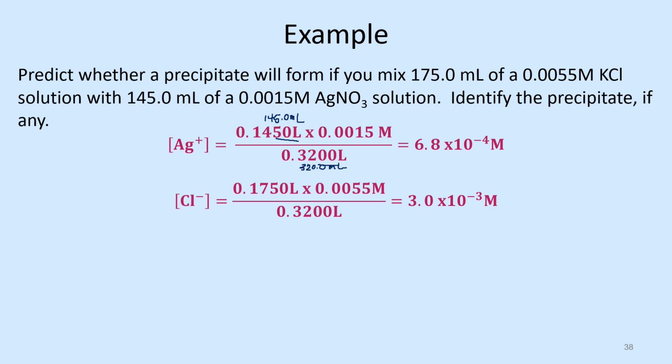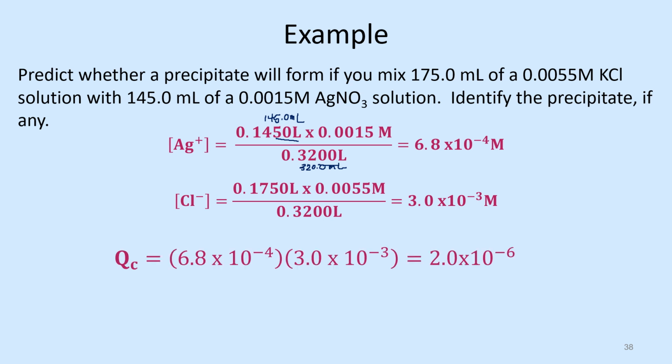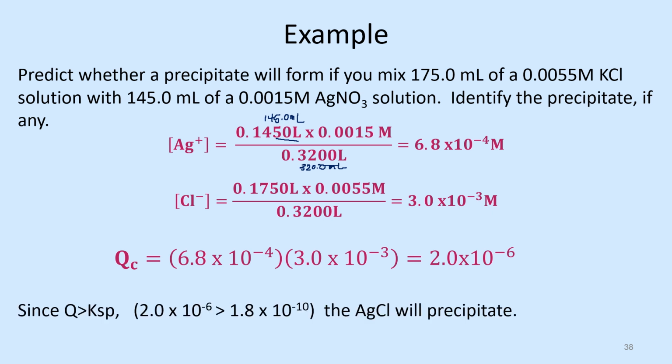So anyway, now we know the new concentrations of the silver and the chloride, so we plug those into the Q value and then compare it to the K value. K was 1.8 times 10 to the minus 10, so that's definitely much smaller than Q, and since Q is larger, in order for Q to get smaller, it has to precipitate. So we will get a precipitate, and that precipitate will be silver chloride.